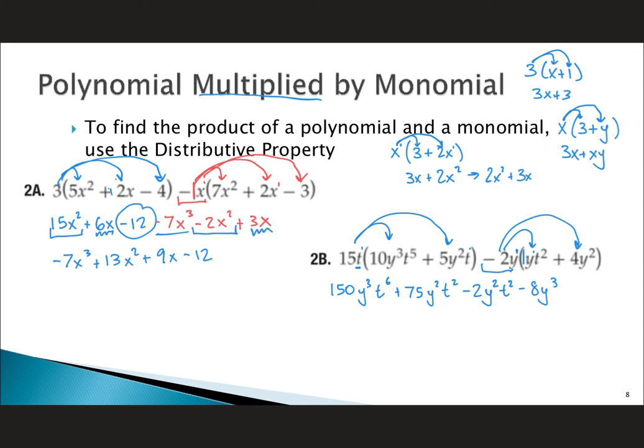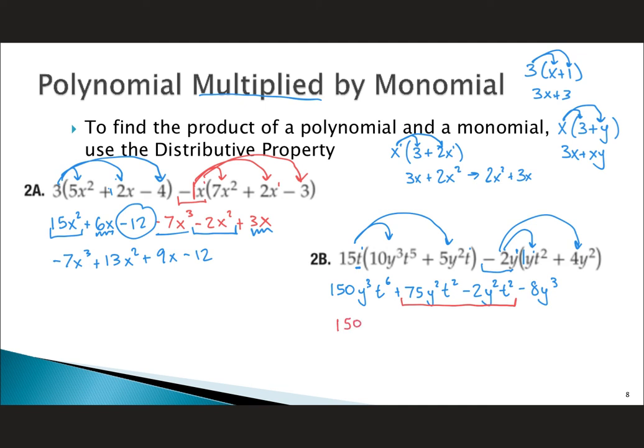Okay? Now I'm going to check and see if anything does match exactly. So check for y cubes. Well, there is one y cubed back here, but it doesn't have a t to the 6th power, so I can't do that one. I do, however, have these two: 75y squared t squared and negative 2y squared t squared. They both have the same y squared t squared, so I can combine these.